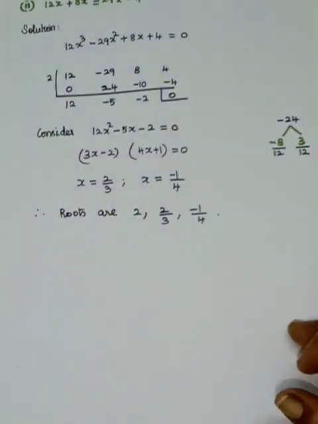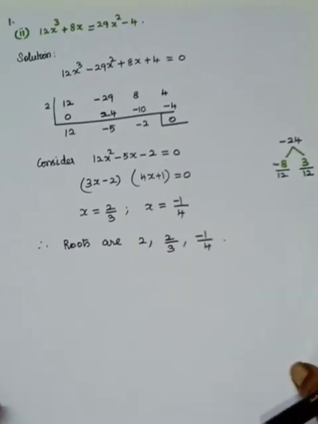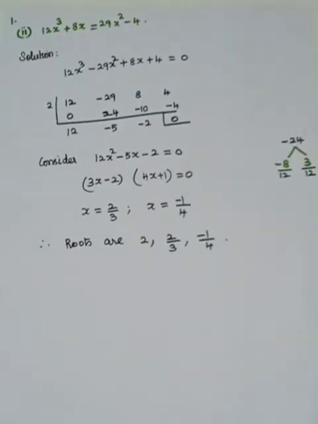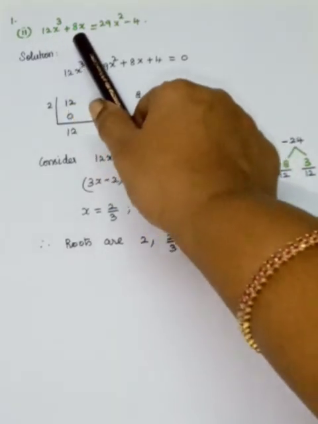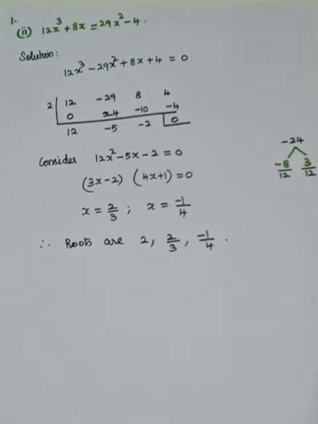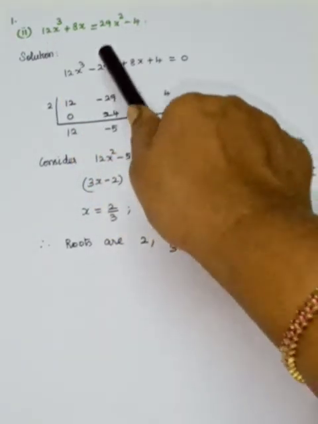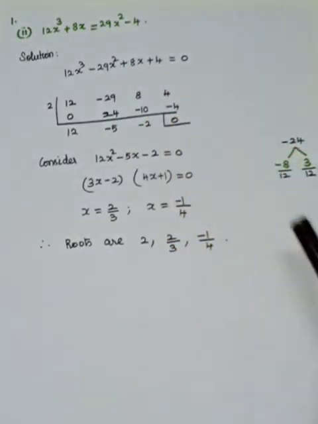And coming to the problem number first plus second subdivision. So we have seen up to non-polynomial equation. Now you see the exercise 3.5 first plus second subdivision. It is 12x cube plus 8x is equal to 29x squared minus 4. You arrange in order. So 12x cube minus 29x squared plus 8x plus 4 is equal to 0. It's a polynomial equation in x of degree 3. So it is a cubic equation.